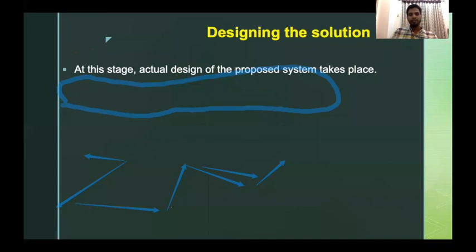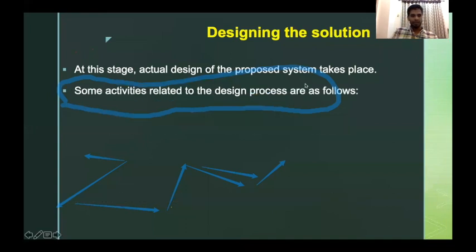Some activities related to the designing process are as follows. Number 1, identification of software and software architecture. What does it mean? We have to identify what software and what software architecture we need.